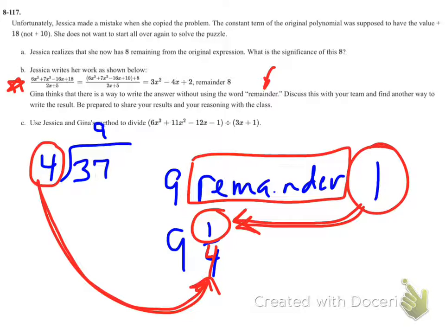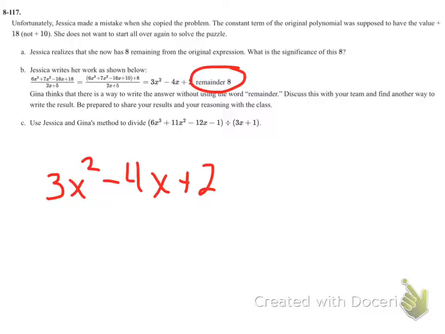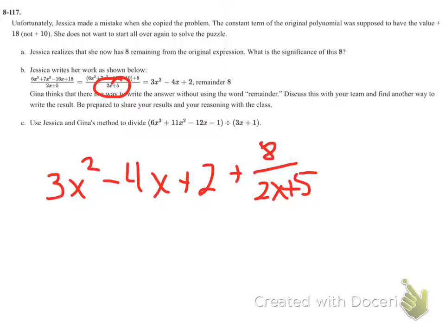So for example, when I look back at problem B now, the answer was 3x squared minus 4x plus 2, but it had a remainder of 8. So instead of writing remainder 8, we're going to write plus 8 divided by the 2x plus 5. That is now the answer.